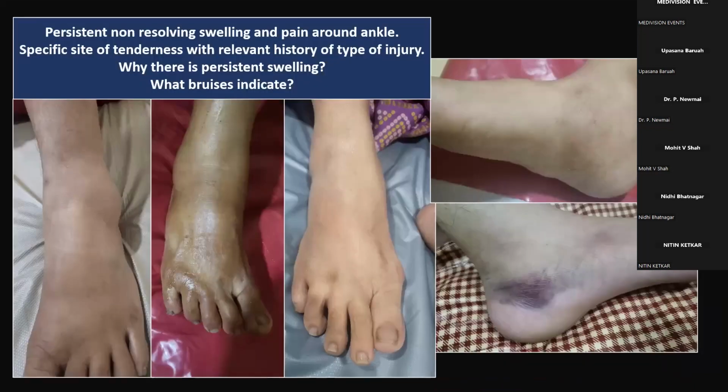Usually the patient comes to us with persistent swelling and difficulty to work. But why is there persistent swelling? We should understand it is because of the disruption in the capsule and extravasation of the fluid into the surrounding soft tissue. When it is like that, we have to understand that there may be some bony injury inside.